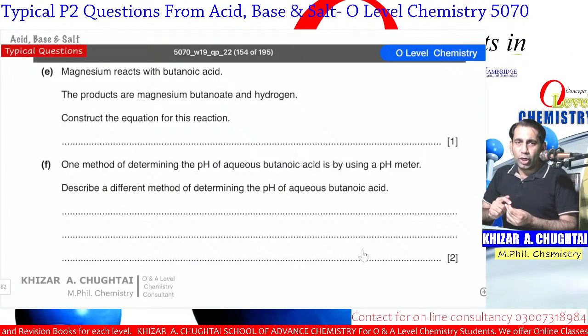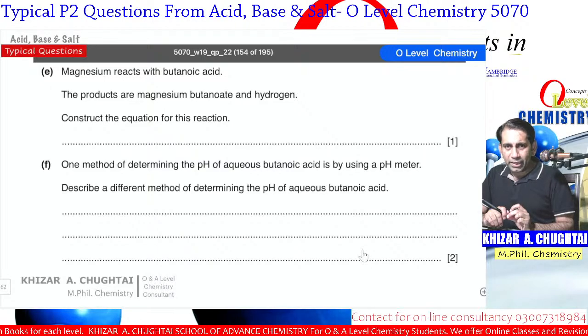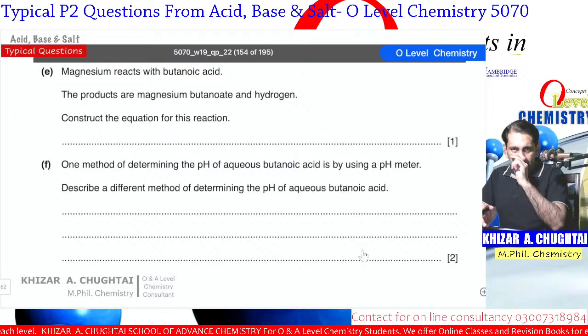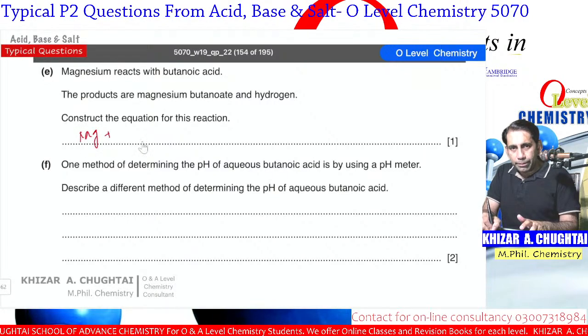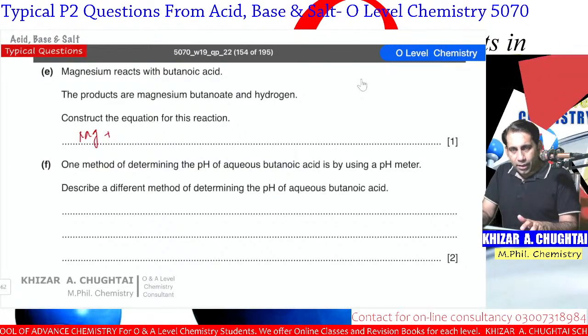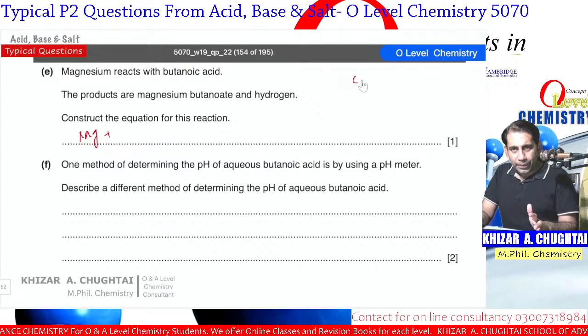Magnesium reacts with butanoic acid, and the products are magnesium butanoate and hydrogen. Once again, he is asking to write the reaction: magnesium plus butanoic acid. It is wiser to write its formula.